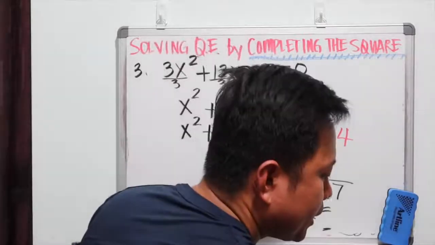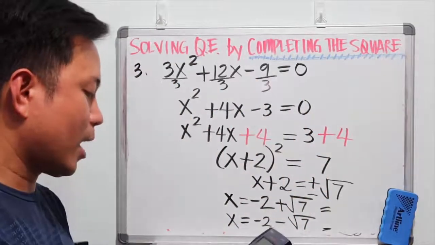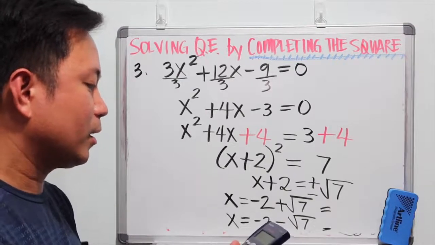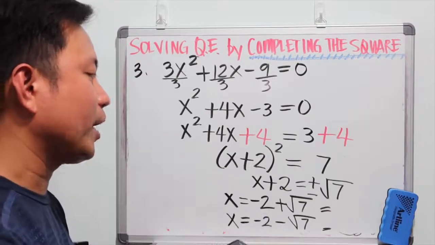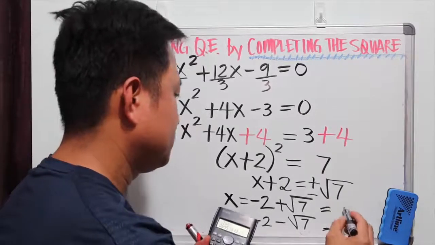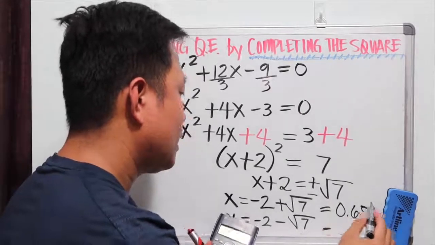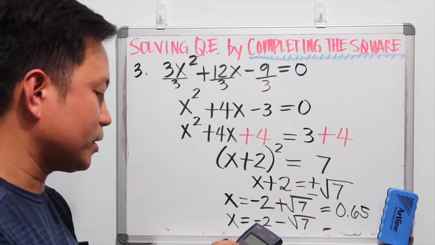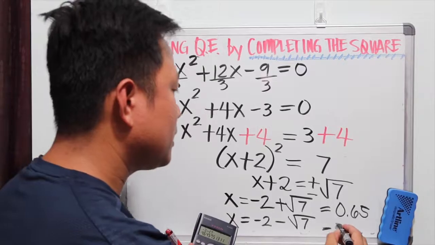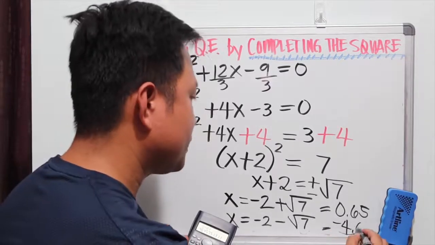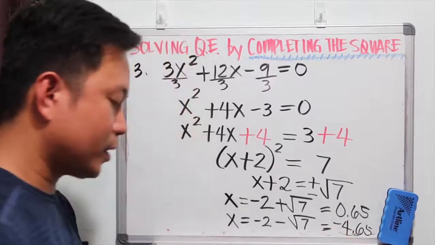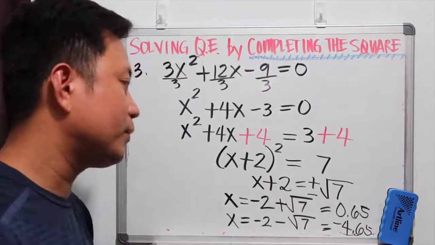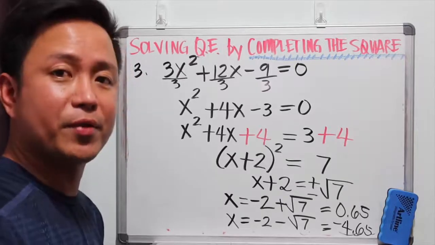And again, just plug it into your calculator. So we have negative 2 plus root 7. That gives us 0.65. And the second is negative 2 minus root 7. That will give us negative 4.65. So the two zeros of these quadratic equations are 0.65 and negative 4.65.